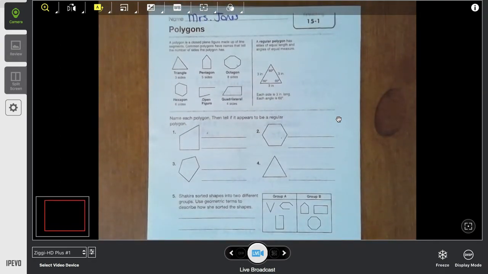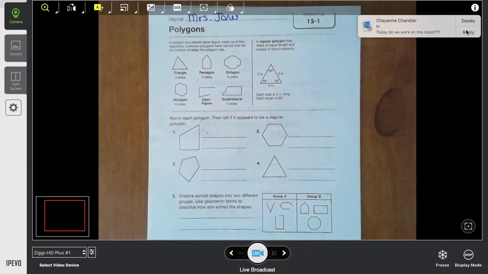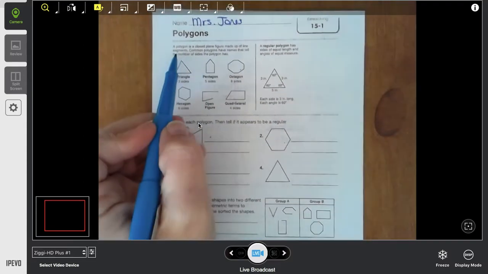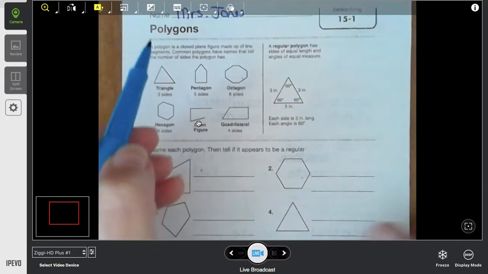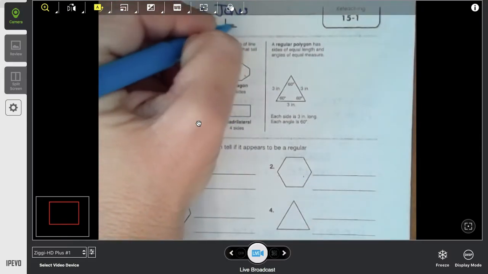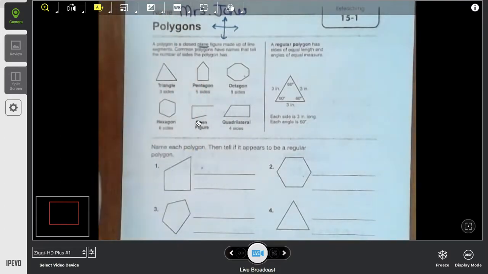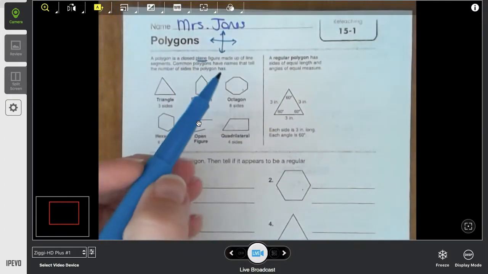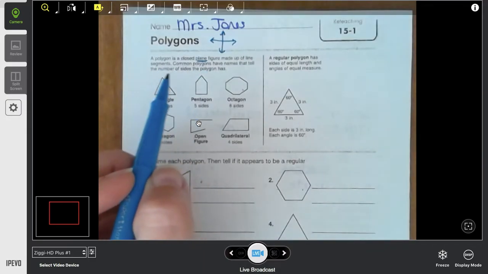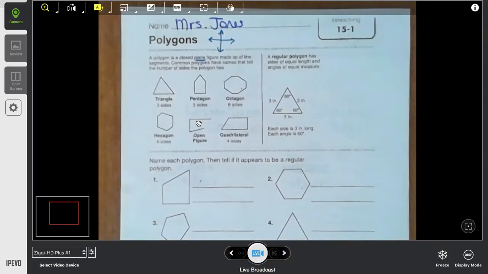Okay, yesterday we watched a couple of videos and talked about what a polygon is. Poly means many, and gon means sides. So a polygon is a many-sided figure. Here's an example where it says a polygon is a closed plane figure. Remember, a coordinate plane is a flat surface. It's two-dimensional. It has a length and it has a width. That's why we have coordinate planes. They're called planes because they're flat. They don't have any depth or volume to them. It's made up of line segments, so straight lines, and common polygons have names that tell the number of sides, and that's what we talked about yesterday.